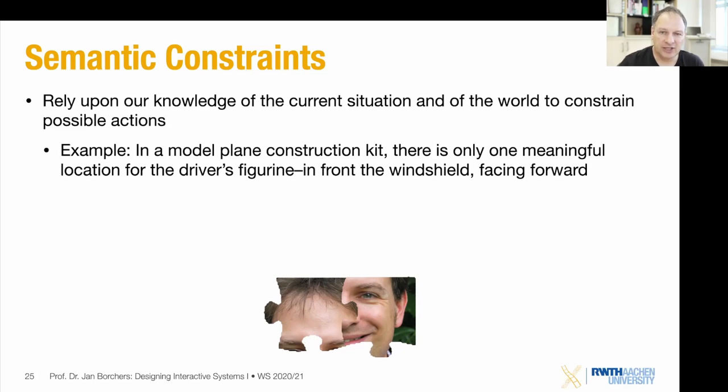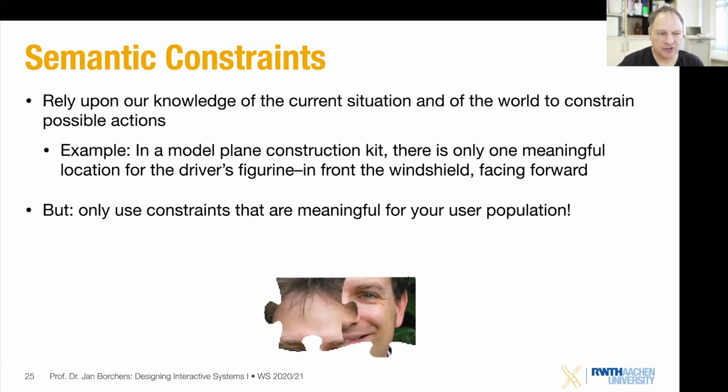Notice that these things tend to be timed, right? They may stop making sense in the future because our meaning of the world evolves with technical and other advancements. So here are two puzzle pieces that fit together physically but don't make sense, which is still a constraint, but it's a semantic constraint. If you use these semantic constraints, just like with the mappings, you have to make sure that they work for your user population. So don't use a semantic constraint that won't make sense to part of the user group that you are trying to design for, especially across different cultures.